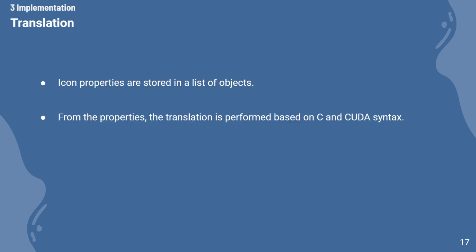Once the program in GLG has been constructed using the web interface, the code and logic of the visual language are stored in a list of objects that represents each of the icons and the connection between them. During the translation process, each object in the list is parsed and the corresponding CUDA code is generated based on the properties and settings of each icon. Next, I will explain how the translation of GLG components to CUDA is performed.